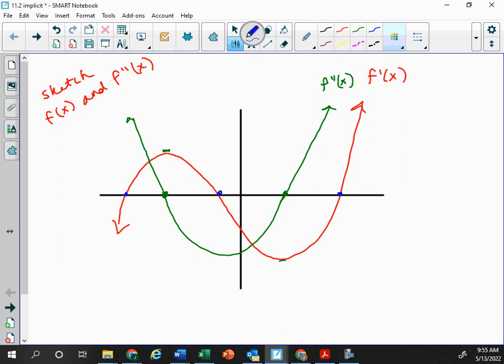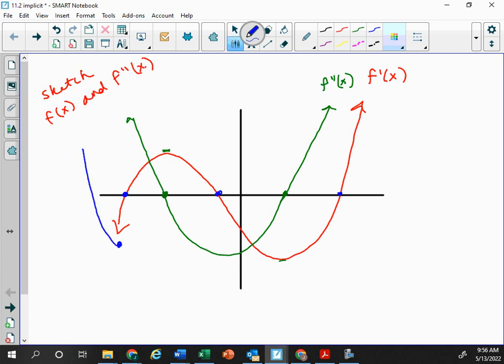So if I look at this first one on the left, the red graph is below the x-axis. So what does that mean the original graph was doing? Decreasing, okay? So am I going to have a max or a minimum there? A minimum, okay? So I'm going to have something, we'll just say it's going to be down here. It's definitely decreasing to that point.